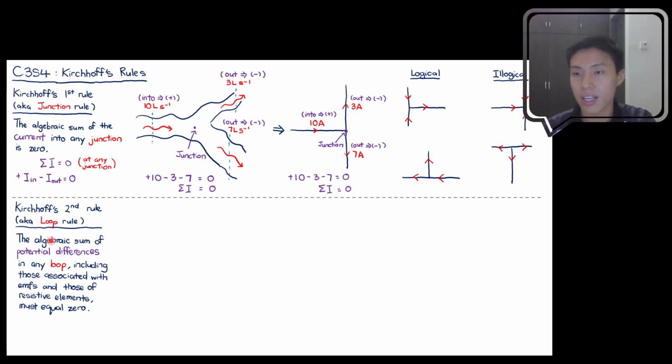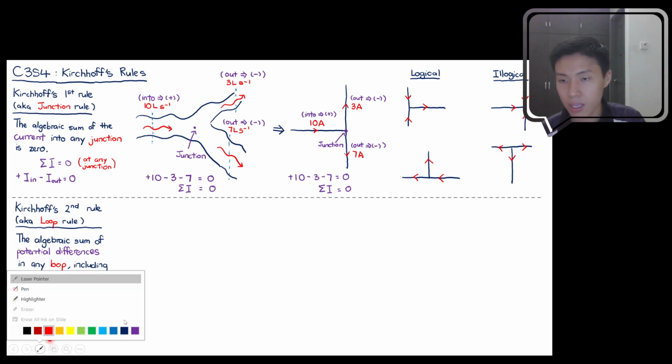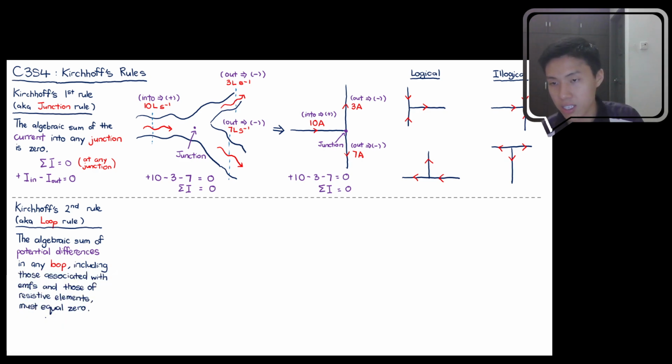So the loop rule says that the algebraic sum, so again it's the sum of something, but this time it's not the sum of current, it's the sum of potential difference in any loop, including those associated with EMF and those of resistive elements, must equal 0. So this is the sum of V equals 0, and it is valid in any loop.